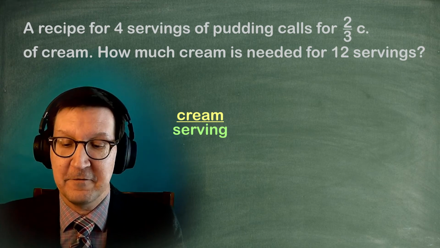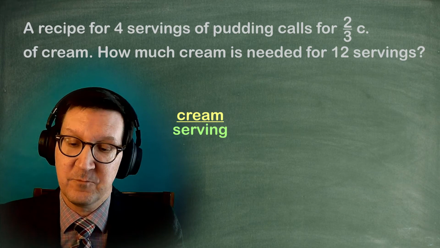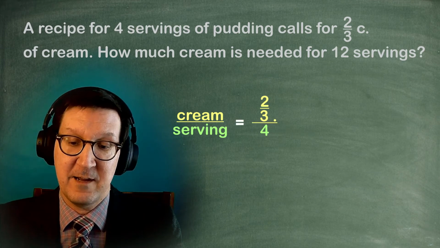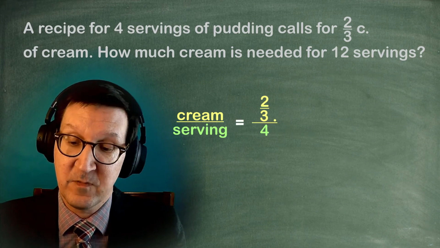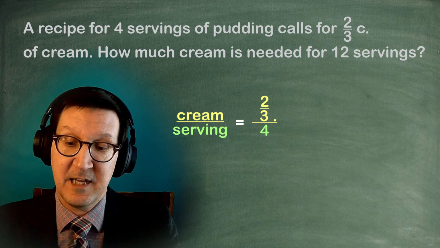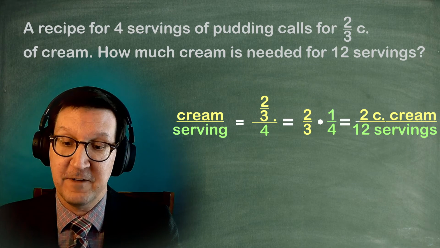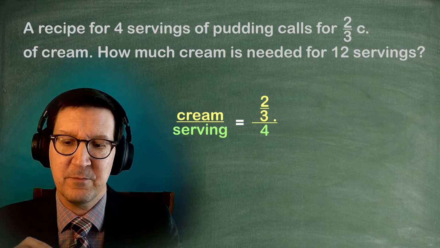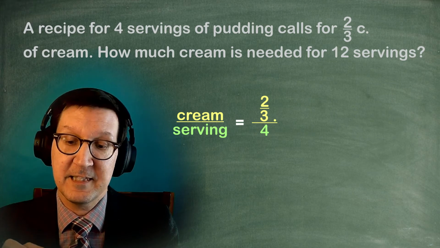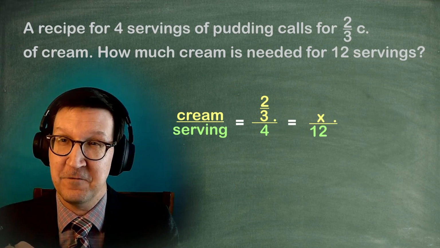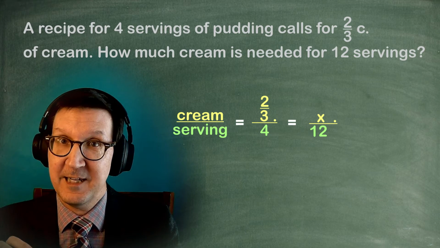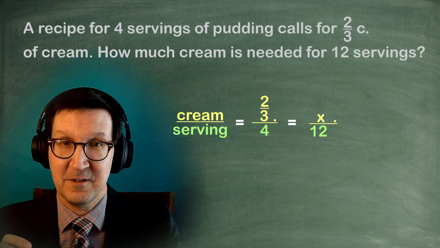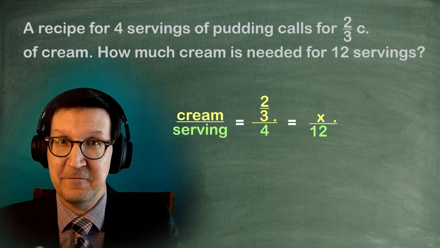So if we have cream over pudding, like this, we know we have 2/3 cup of cream per 4 servings. So to find out how much is that per 1 serving, we can divide to find out the unit rate. But notice that we have a relationship between the 4 servings it's given us and the 12 servings that we're looking for. 4 is a nice even multiple of 12. So instead of going down to the unit rate, let's just work this like equivalent fractions and work it across that way.